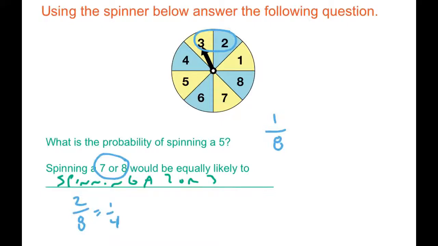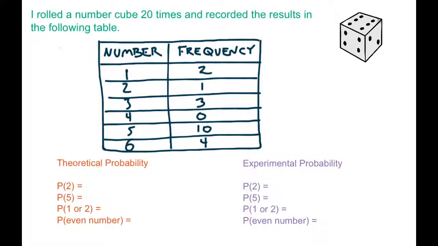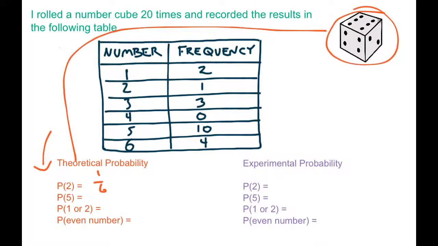Right, I rolled a number cube 20 times and recorded the results in the following table. What's the theoretical probability, so I'm going to be down here in red, of rolling a 2? Well, on a number cube there's 6 numbers, and there's 1 2, so 1/6. So for theoretical probability, I'm going to be looking at the number cube. Theoretical is what should happen.